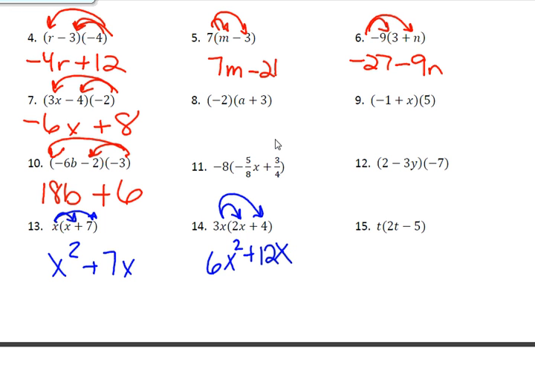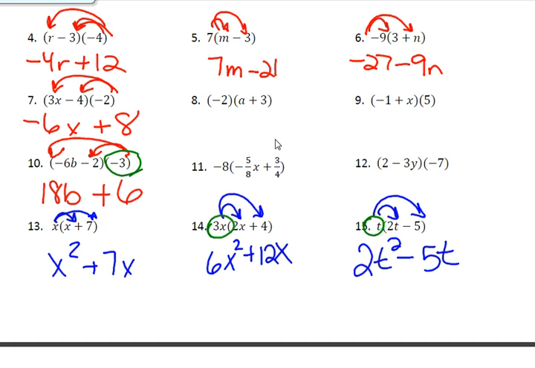And our last one, number 15. t times 2t is 2t squared. And t times negative 5 is negative 5t. So remember, we're always taking the number on the outside, whether it's a letter, a combination of numbers and letters, or just a number, and then multiplying it by everything on the inside.